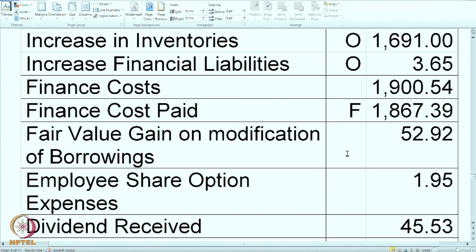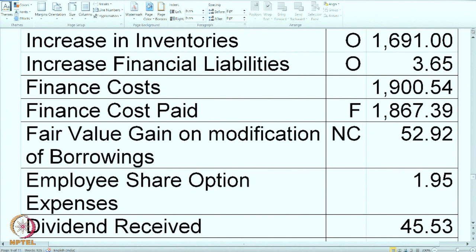So, they have obtained some loans, those loans have been restructured and there is some fair value gain on it. It is a non-cash transaction. So, we will not take it, we will just mark it as NC.